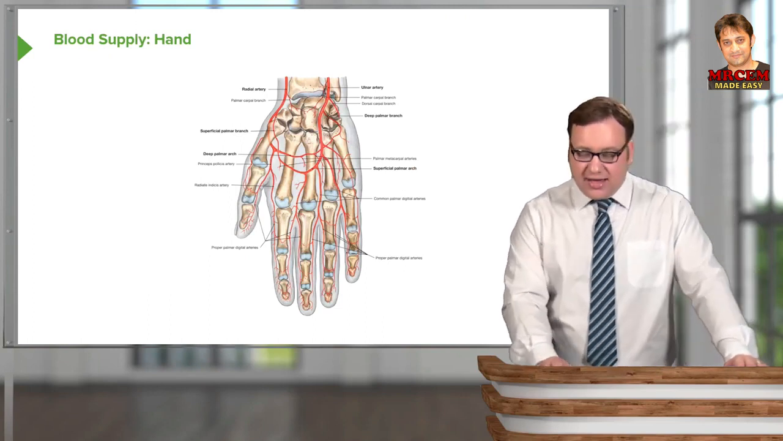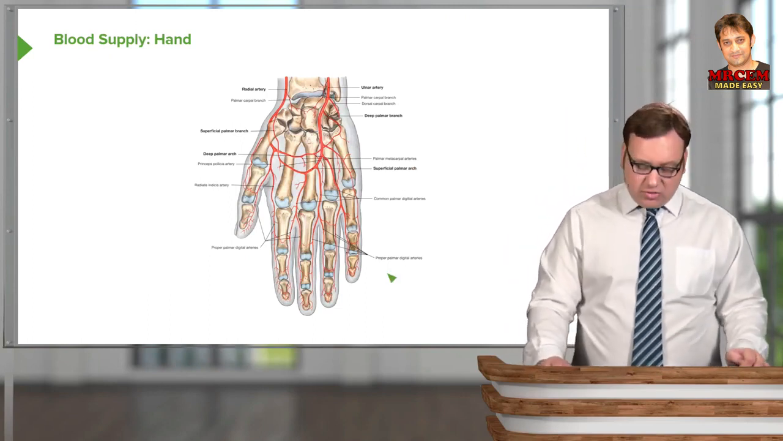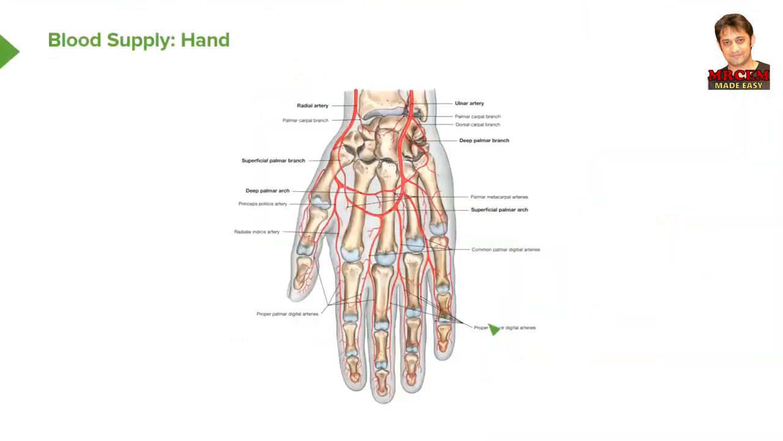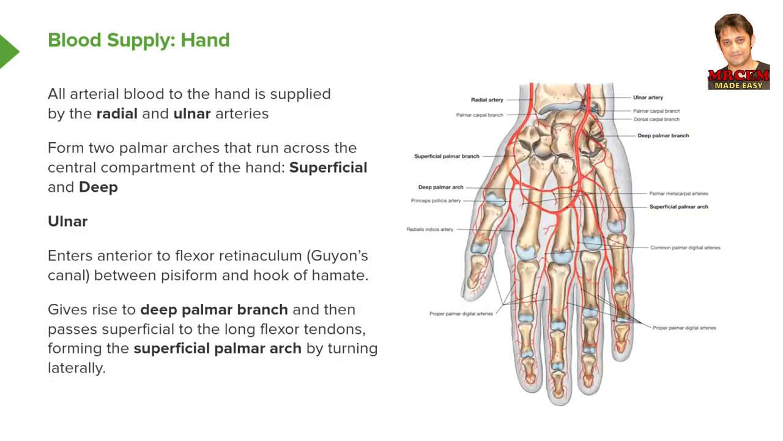So now let's move to the hand and the blood supply to the hand, which is really formed from the radial and the ulnar artery forming deep and superficial palmar arches, which we can just make out on this diagram here. So we'll talk about the palmar arches. So all the arterial blood to the hand, like I said, is supplied by the radial and ulnar arteries. And they form two palmar arches that run across the central compartment of the hand, superficial and deep.